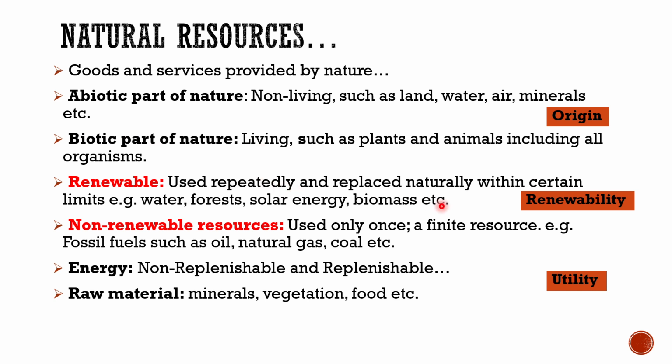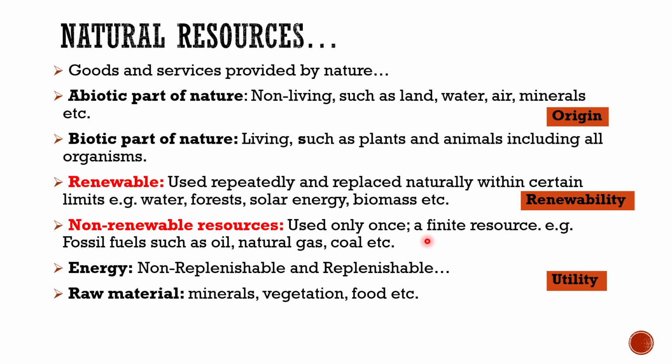On the basis of renewability, the natural resources can be divided into two parts: renewable and non-renewable resources. Renewable resources are those which can be used repeatedly and can be replaced naturally, but within certain limits. For example, water, forests, solar energy, biomass, etc. And the non-renewable resources are those which can be used only once, or these are also called finite resources. For example, fossil fuels and natural gas, coal, etc.